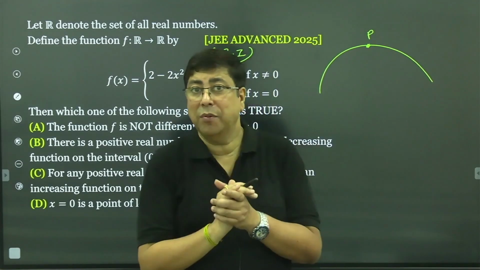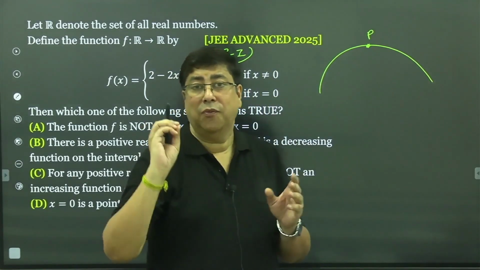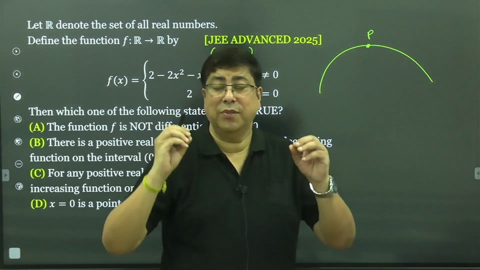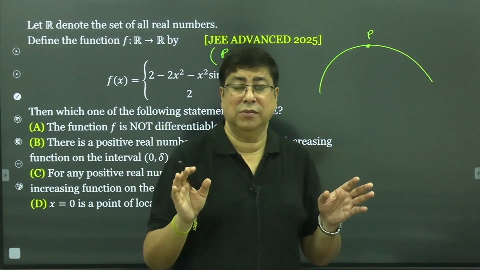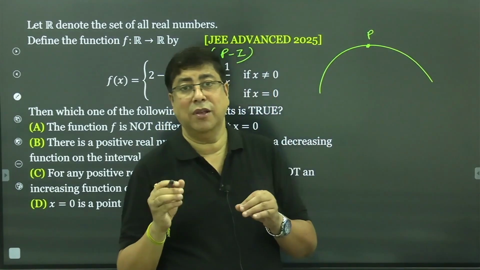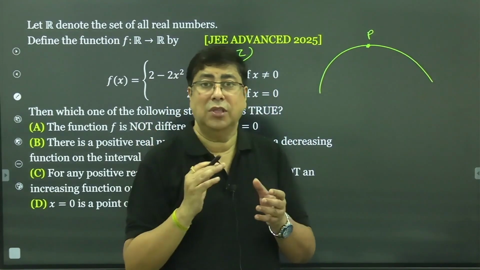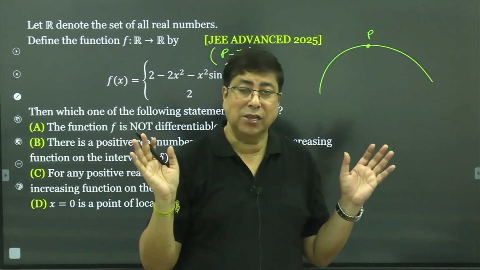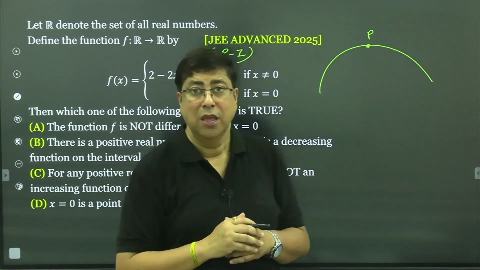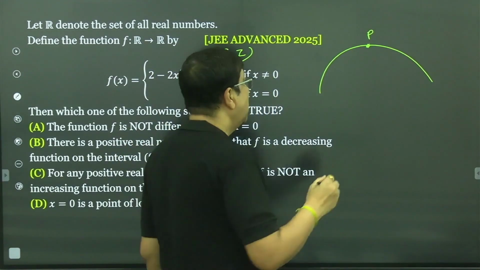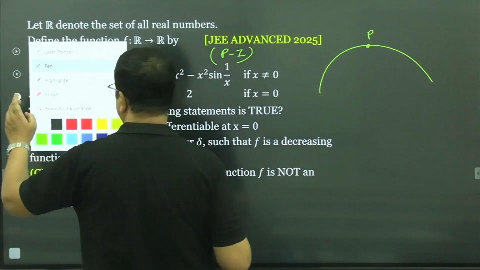And remember one thing, everybody, the function must be continuous. Otherwise, if the function is discontinuous, then it will have no value at that point, so there is no chance of differentiability. First of all, the function should be continuous, okay? And what about the right hand differentiability and the left hand differentiability?